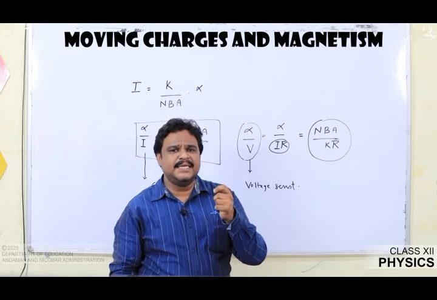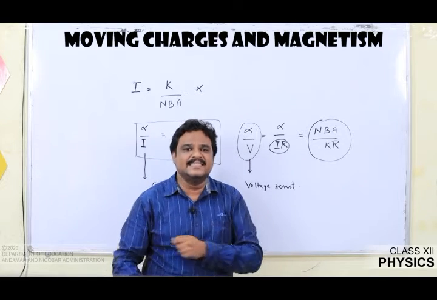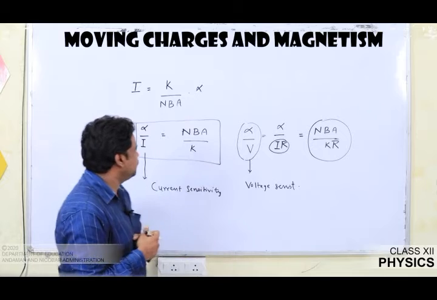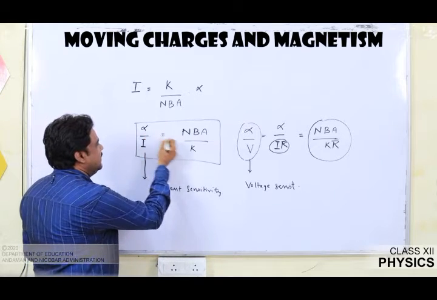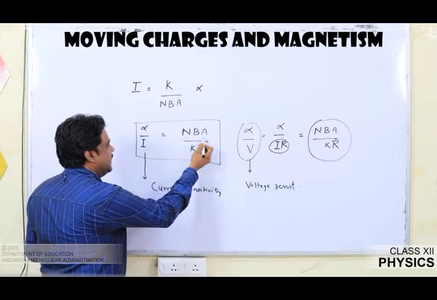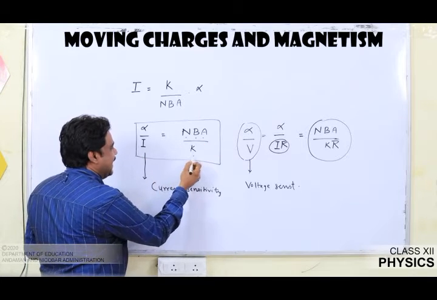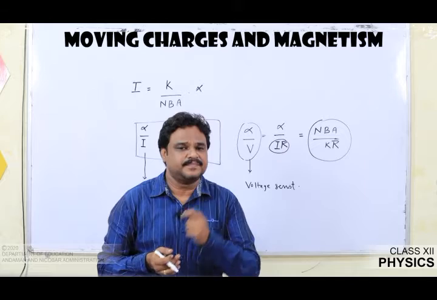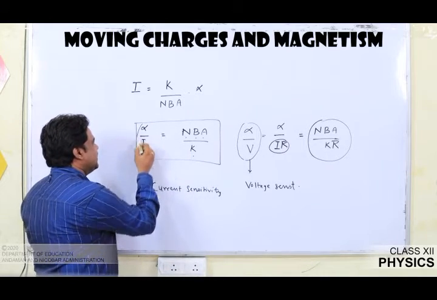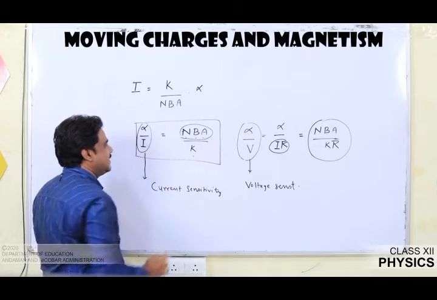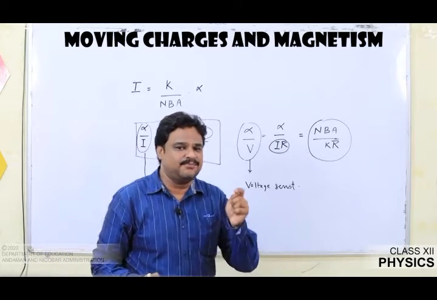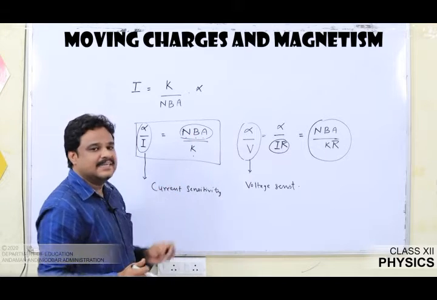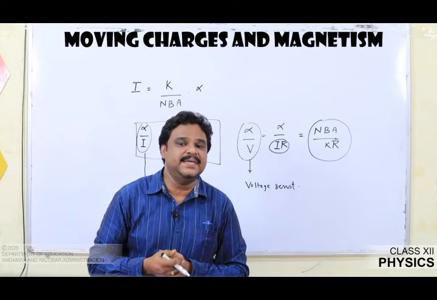Now let us speak about some of the factors affecting current sensitivity. Just focus on the formula. Current sensitivity depends on the number of turns, the area of cross section, the strength of magnetic field, and the restoring torque per unit twist produced in the suspension wire. You can clearly see current sensitivity depends directly on these three factors. This means by increasing the value of N, A, and the magnetic field, the current sensitivity can be increased.